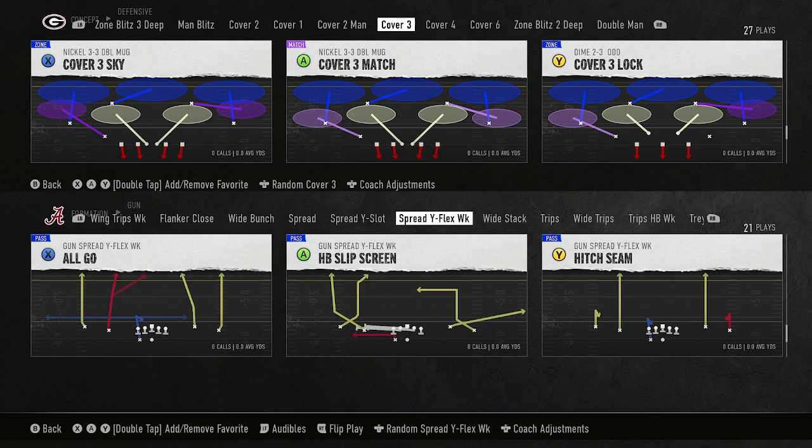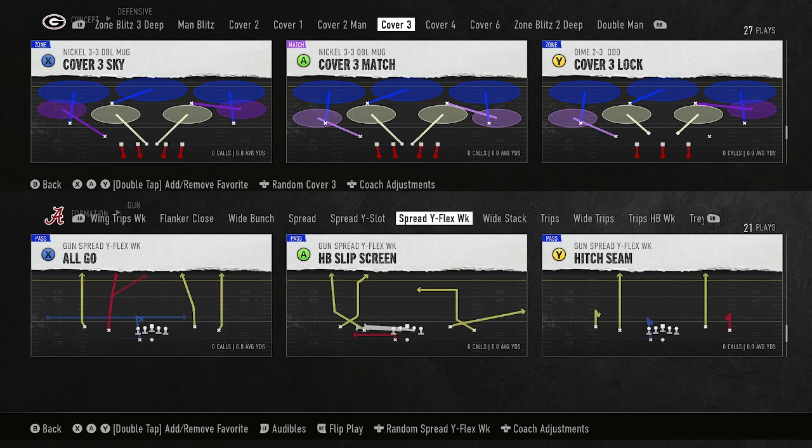Now, the first thing I want you to look at is the top of my screen. You're going to see that there are 3 different cover 3 coverages that are being shown. And in the top left of each one of these play arts, you're going to see a little word that says zone, match, zone, okay? Now, what I want you to understand with this is that EA has the ability to tag each play with one tag, okay? So I think this is messing up a lot of people.